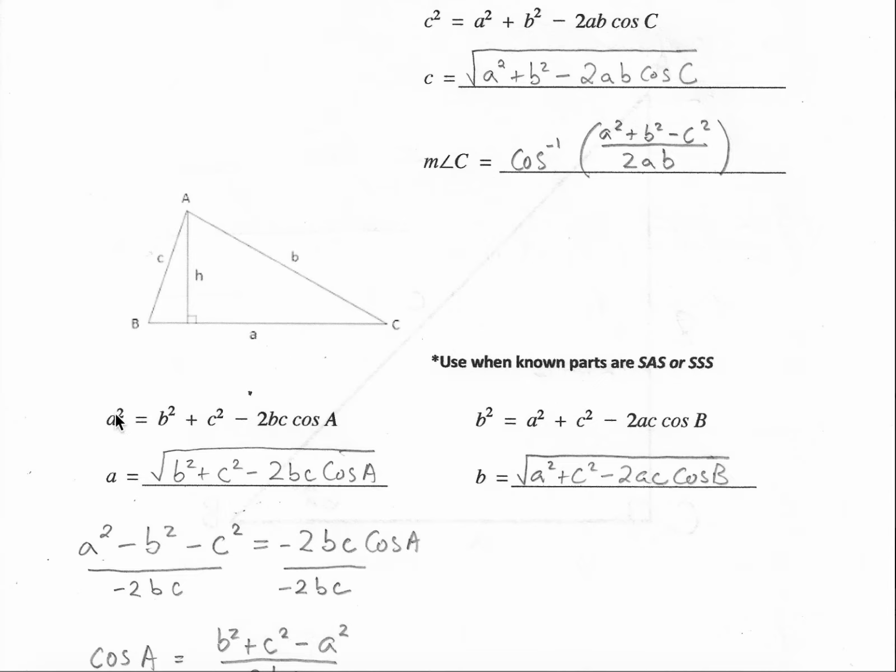For whatever side that you are solving for, for example, if we were solving for side A, our equation is going to need the other two sides and the angle across from the side. So that's always going to be how these parts relate to each other. Notice here, if I wanted to solve for side B, well then I would use the other two sides, C and A, and angle B.